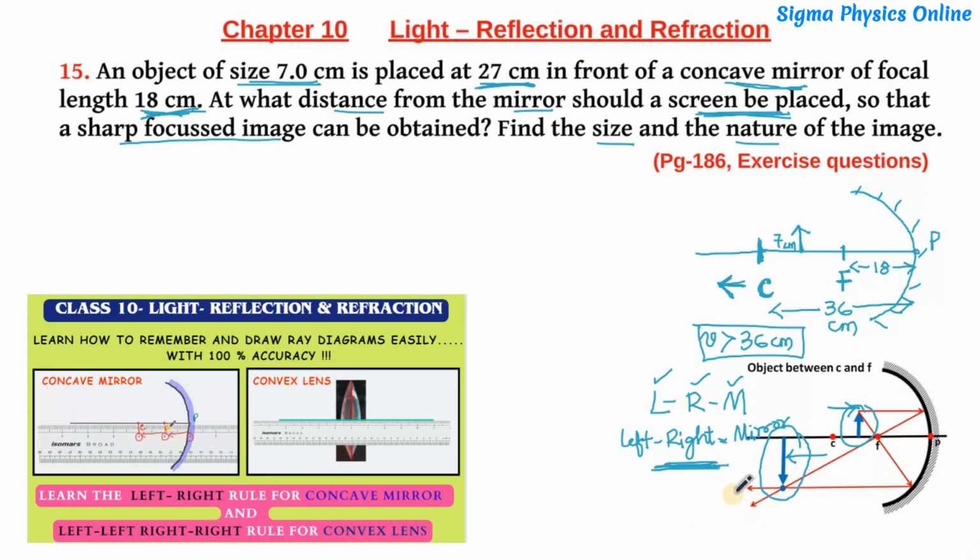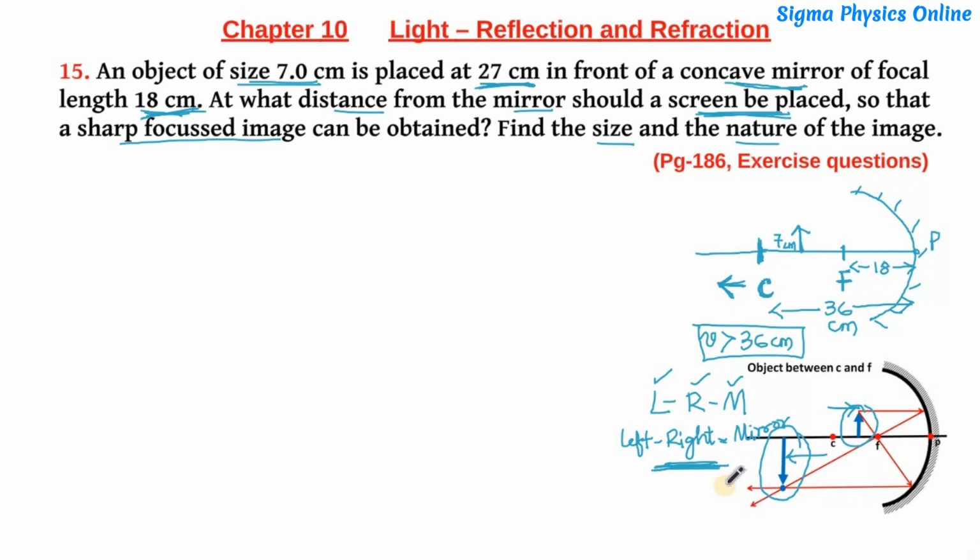So this LRM rule will help us to draw the ray diagrams correctly. Now let's go and solve the question. So first let's write down the values that are given. So we have the height of the object is given as 7 cm. So HO is 7 cm.